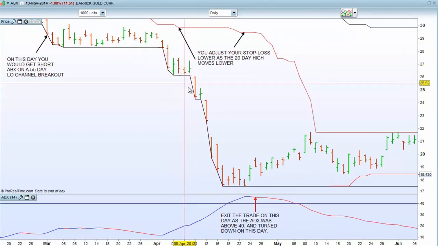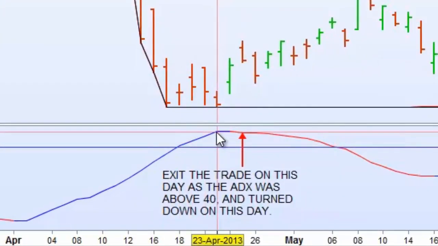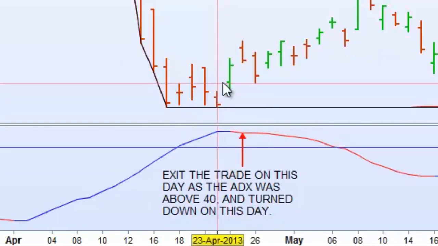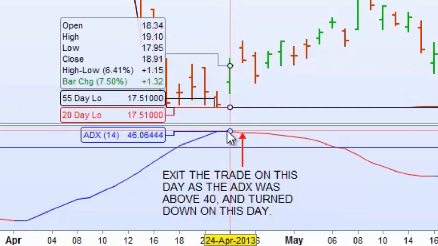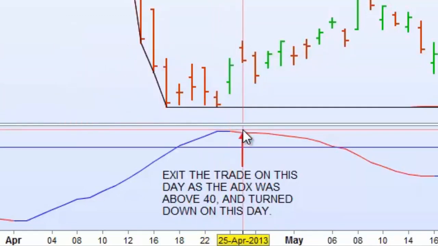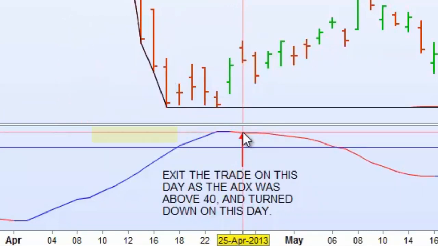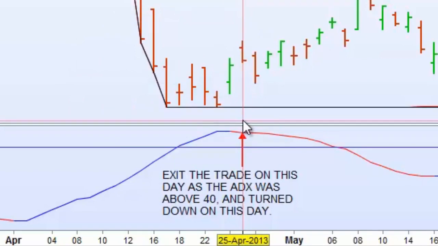The market now starts taking a big leap lower, and you can see the trend is strengthening as that happens. Notice we break above the 40 line, and we continue to go higher. Now on this day, we see that the market breaks a little bit higher, but at the end of the day, the ADX is still blue. The next day, the ADX turns red, which means it turns down. So on this day, you would exit market on close.